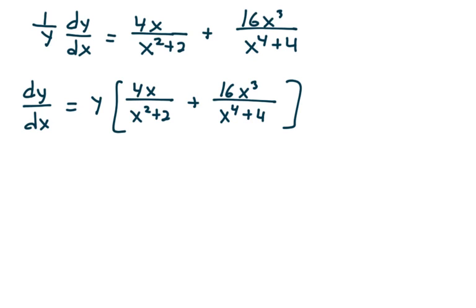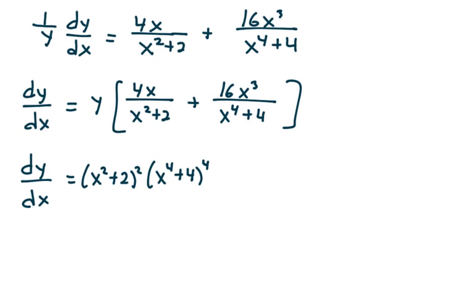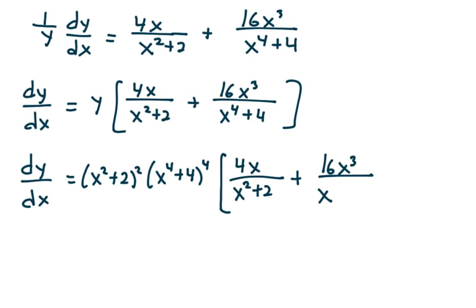But remember that y is equal to (x squared plus 2) to the second times (x to the fourth plus 4) to the fourth. So dy/dx is (x squared plus 2) to the second times (x to the fourth plus 4) to the fourth. So notice we had to replace y with that expression, and we're going to multiply this by [4x over (x squared plus 2) plus 16x cubed over (x to the fourth plus 4)]. And we're going to leave it right there, and that's problem number 45.